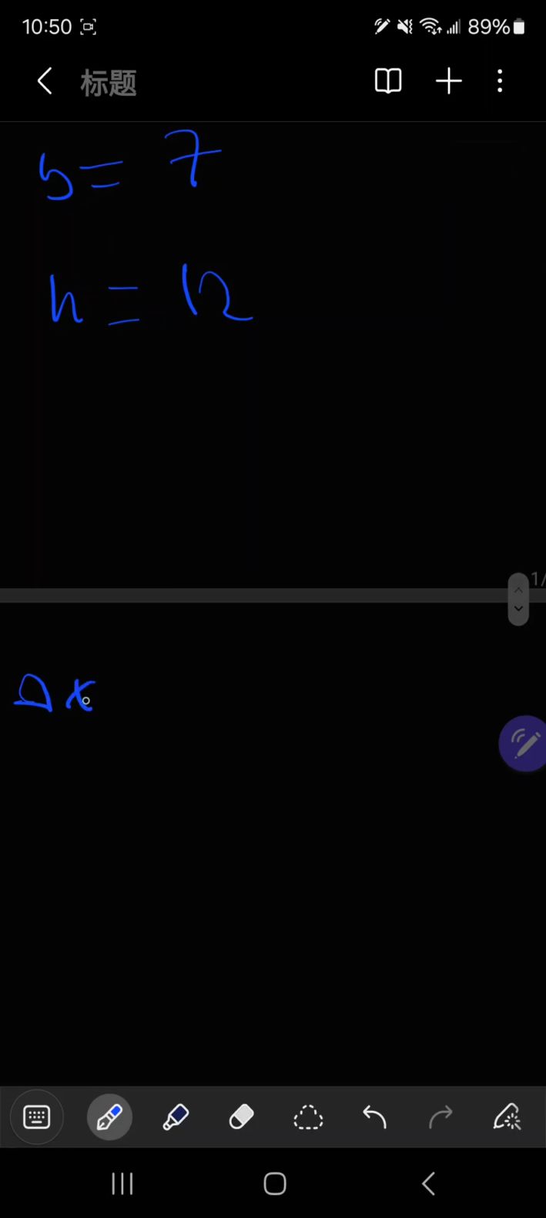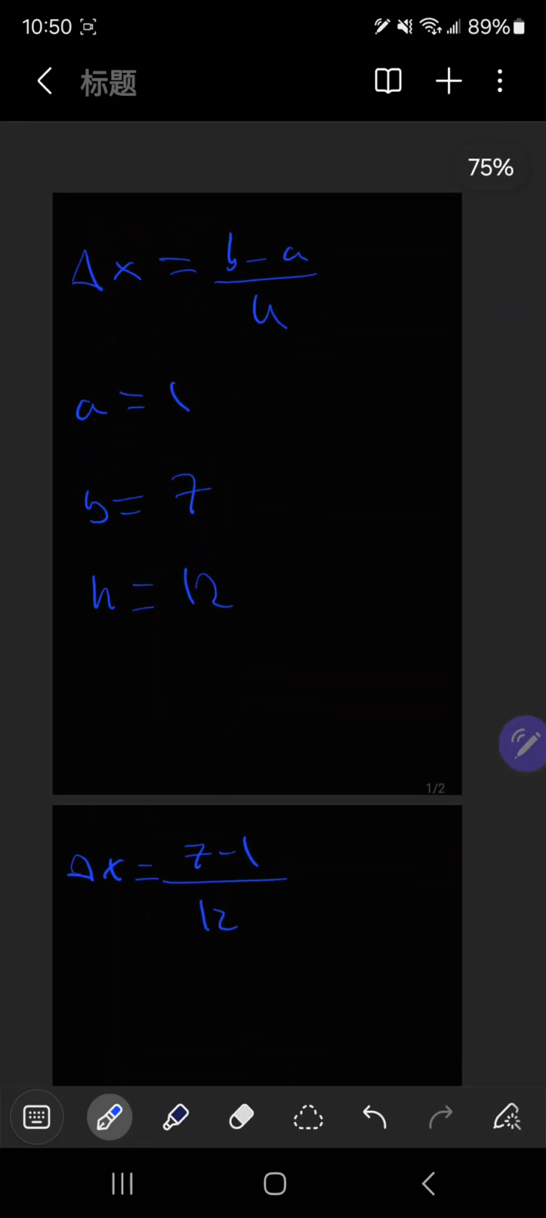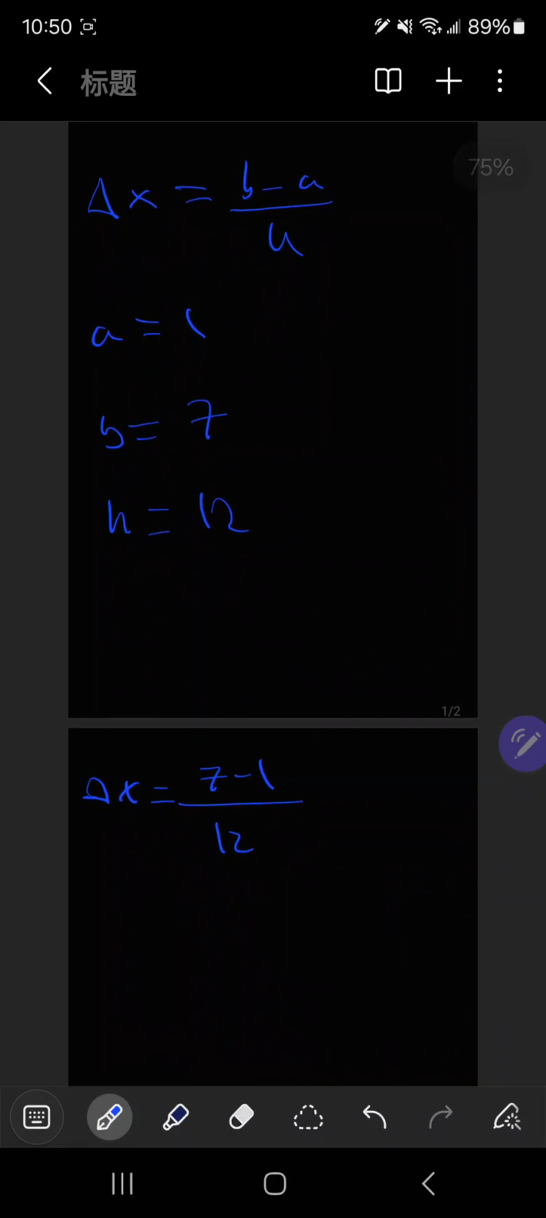So delta x equals 7 minus 1 over 12, so I just plugged it in. And then this is going to be 6 over 12, which equals, in decimal form, 0.5.